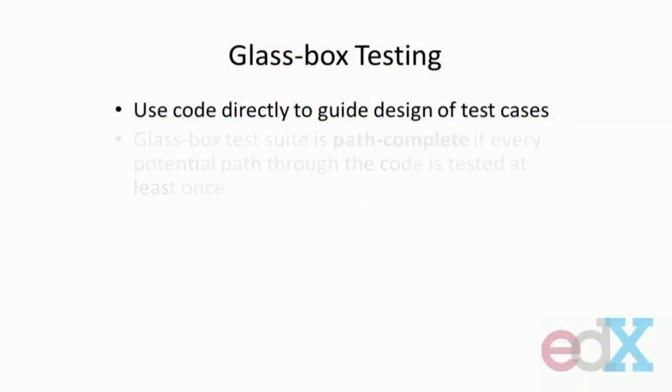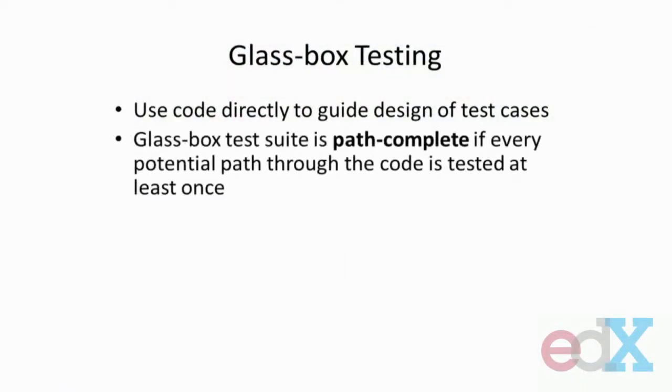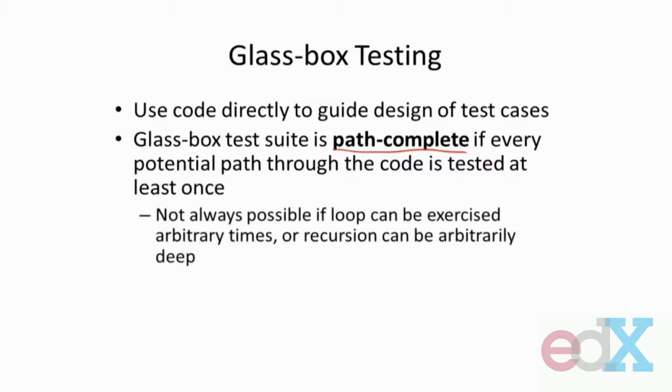So let's think a little bit about what it means. And again, the name sort of suggests it. Glass box says I can see inside to figure out what's going on. A glass box test suite, a good one, is called path complete if every possible path through the code is tested at least once. Now, if you think about it, that's not always going to be possible. If we've got a loop, we might be able to say what happens if the loop is executed once, executed more than once. But to do 1, 2, 3, 4, 5, up to 1 billion times, we may not be able to test all of them.